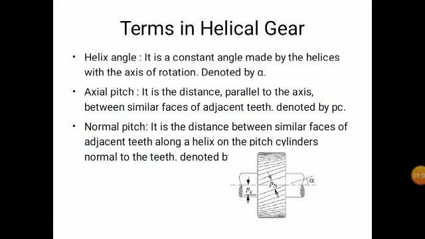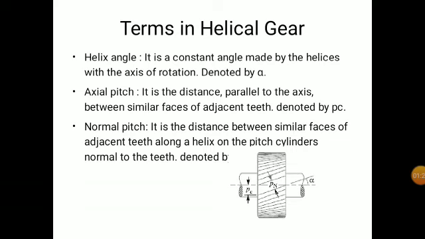Next, the different terms in helical gear. The first term is helix angle. It is denoted by alpha, and it is the angle made by the helix. In the figure you can see that the helix means the inclined surface, and at the center you can see the shaft. So the angle between the inclined surface and the central axis, denoted by the dotted line, is called the helix angle.